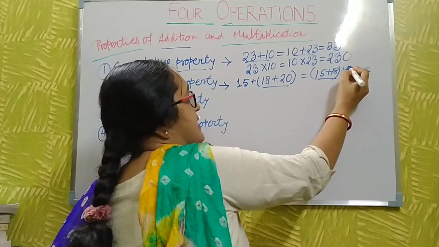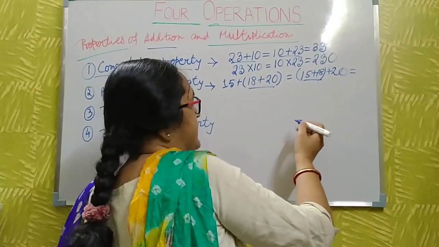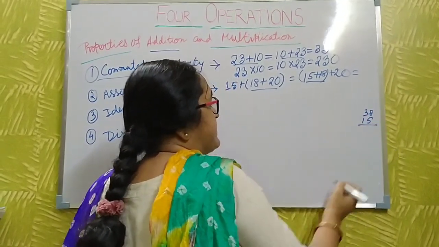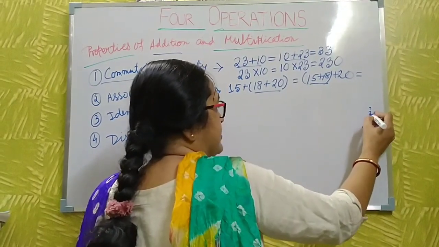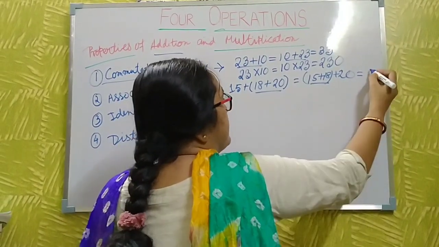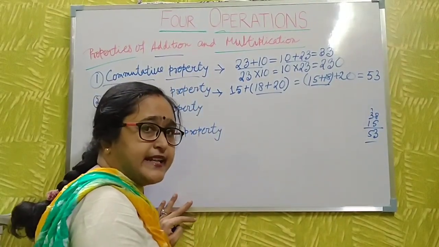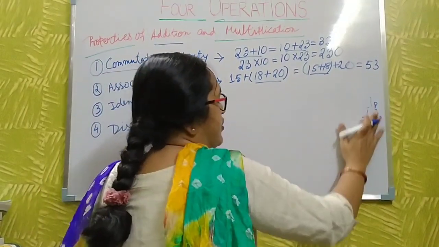Now what is the answer? The answer here is 38. 38 plus 15, what is this? 8 plus 5 is 13, 3, 1 carry, and 3, 4, 5. Yes, 53. If you add here also, 15 plus 18, that is 33, 33 plus 20, that is also 53.